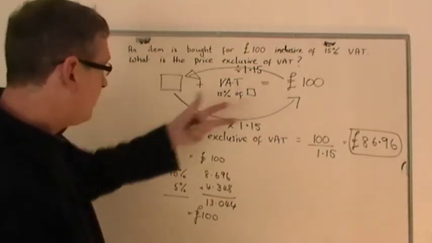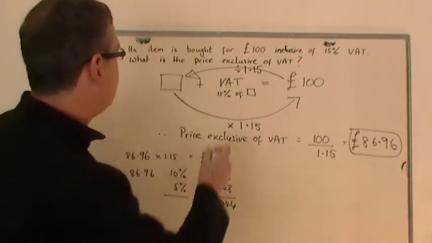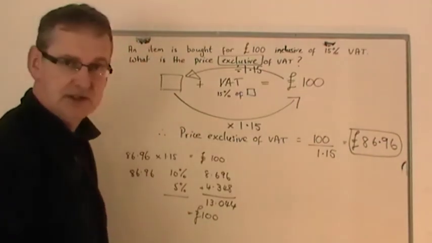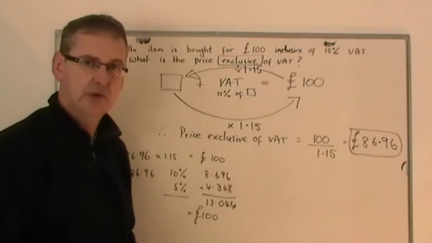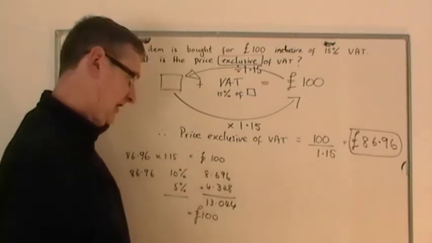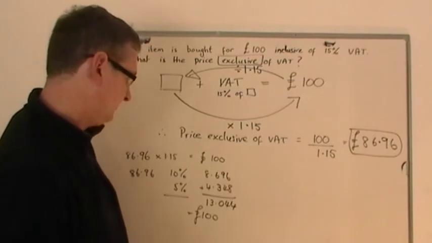But for this one here, the key to it is you're being asked for the exclusive price. Okay? Exclusive, without the VAT. And as soon as you see that, it's a key to working out by this method.